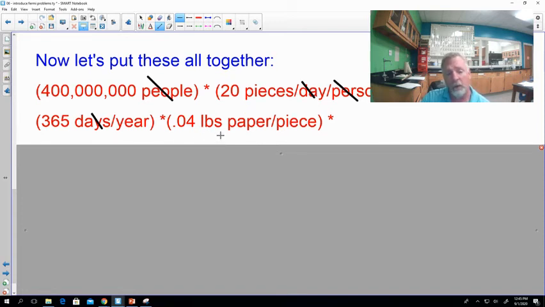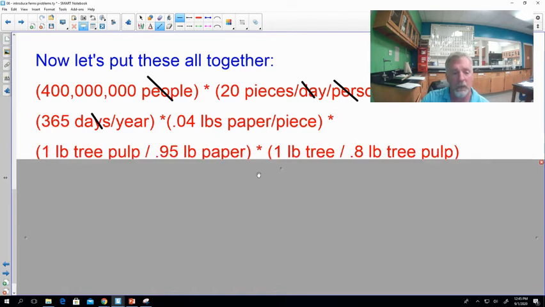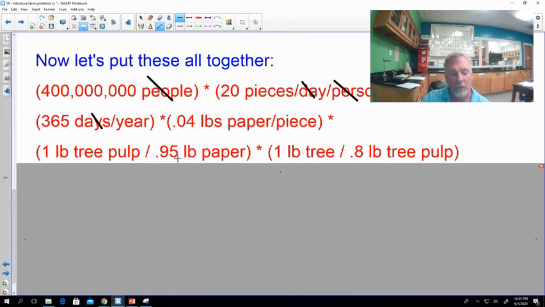And the next piece was, how much does each piece of paper weigh? I'm guessing 0.04 pounds of paper apiece. The next factor we thought about was, what's the ratio? How much tree pulp do we need to make that pound of paper? And we said that 95% of the paper comes from tree pulp. So I put 1 pound of paper requires 0.95 pounds of tree pulp. All right.